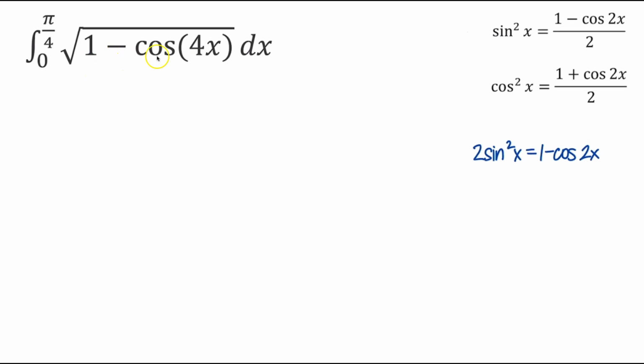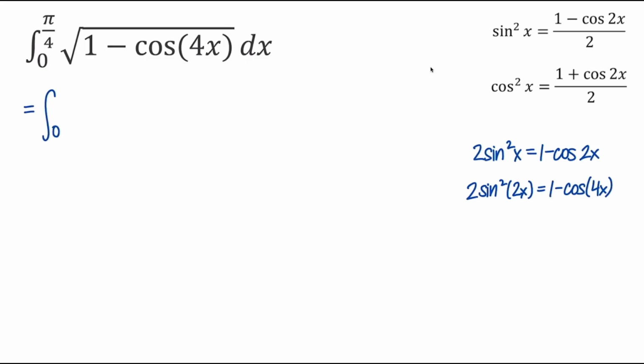All right, I have 1 minus cosine of 4x. So here I have 2 times 2x. So that must mean that this left-hand side would need a 2x. So I have 2 sine squared of 2x must equal 1 minus cosine of 4x. So think about how if I replace this x with a 2x, well then this 2x gets replaced with a 4x. So 1 minus cosine 4x is 2 sine squared 2x. So we're going to go ahead and replace the part underneath the radical with 2 sine squared 2x.